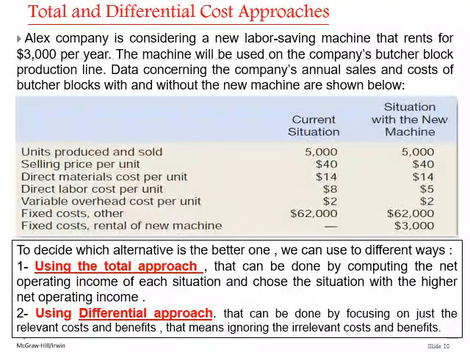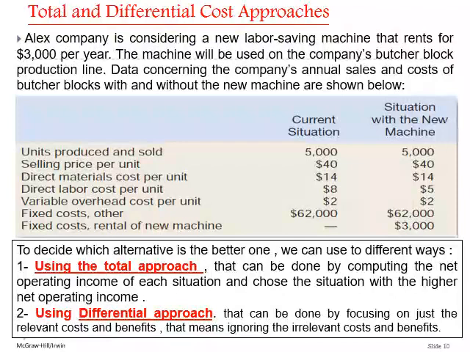Here we are gonna learn a new concept, total and differential cost approach. That means when we decide which alternative is a better one, we can use two different ways or two different methods. The first one, we can use total cost approach or differential cost approach. To show this in detail, let's take this example.